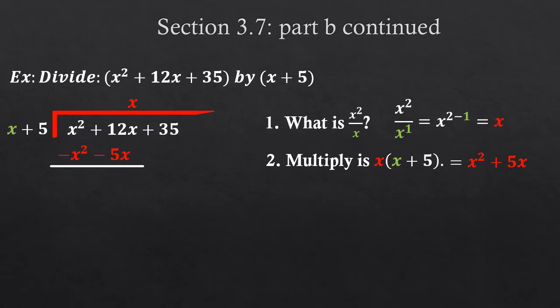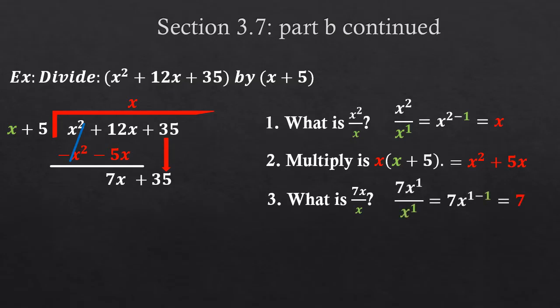As you can see, the x squareds cancel out, leaving you with 12x minus 5x, which is 7x. Go ahead and bring down the plus 35. Now, ask yourself, how many times does x divide into 7x? Well, that will give you a result of 7. That is your answer. Take your answer and multiply it times your complete divisor. If you did so, that will give you 7x plus 35.